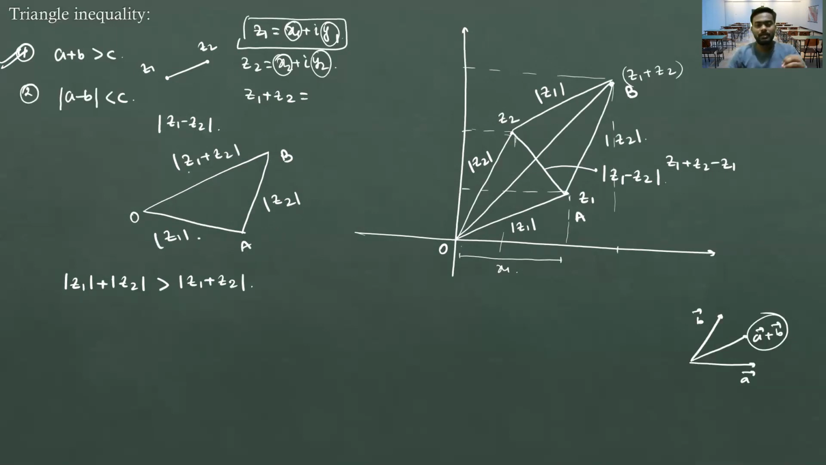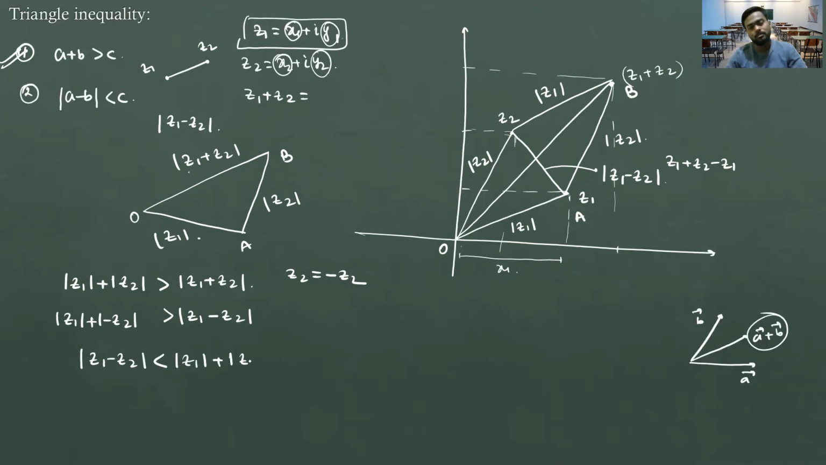Now you see, if I replace this z2 by minus z2 in this whole equation, so what will I be getting here? Modulus of z1 minus modulus of z2, sorry, minus z2, and this side we will be getting modulus of z1 plus of minus of modulus of z2. So this will give me modulus of z1 minus z2 less than modulus of z1 plus modulus of z2. So you see, whether I take plus or minus here, the result will remain the same. There will be no change in that.